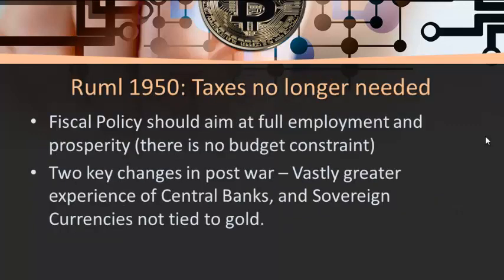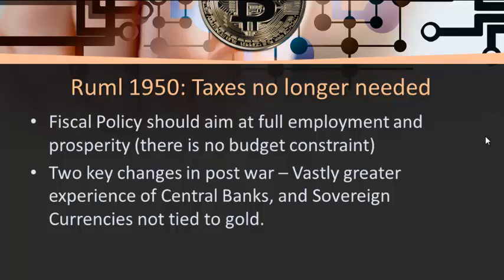So he says that basically after the end of the gold standard, after World War II, currencies are no longer tied to gold, so we can print as much as we like. So taxes are no longer needed. We can just print whatever money is needed. So then how should we spend money? Well, the government should spend money to try to ensure that there is full employment. There is no budget constraint, and it should spend money to get prosperity in the country.